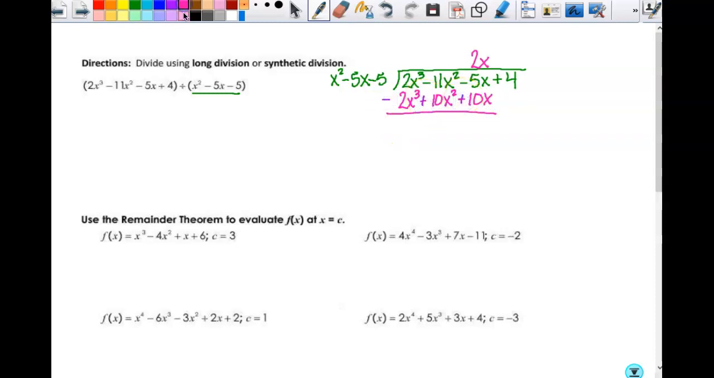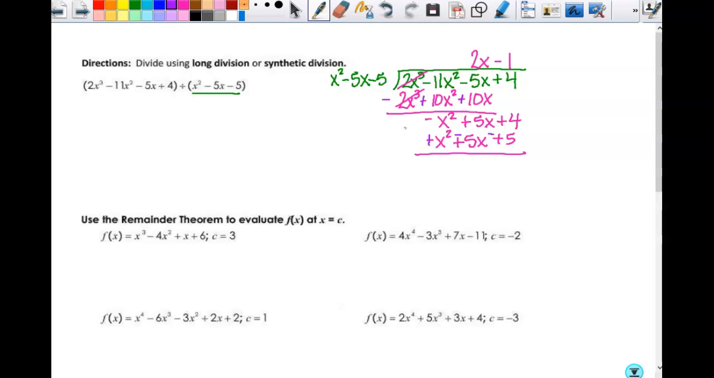Then I change the signs. These zero out. This gives me negative x squared plus 5x plus 4. So x squared goes into negative x squared negative 1 times. So then negative 1 times x squared, then negative x squared plus 5x plus 5. Change the signs on each one of them.